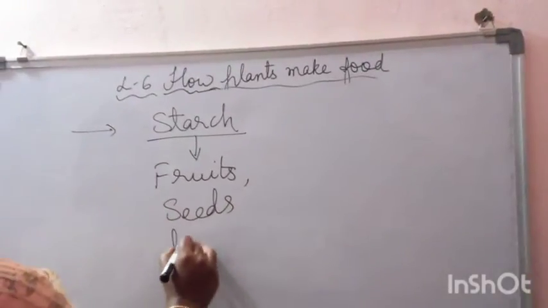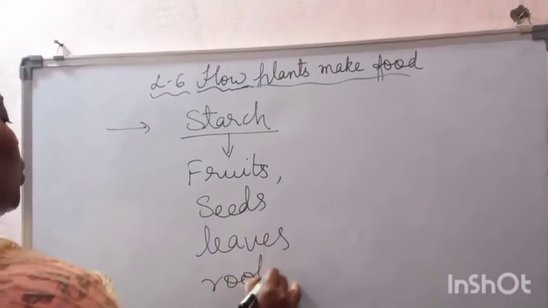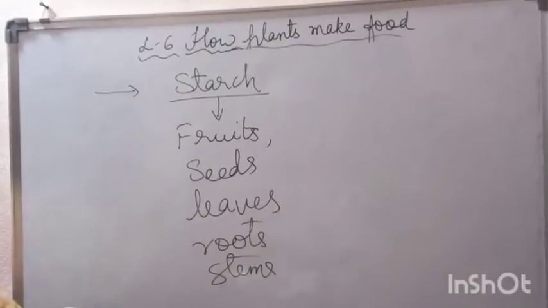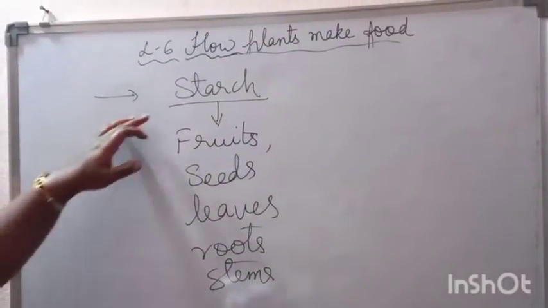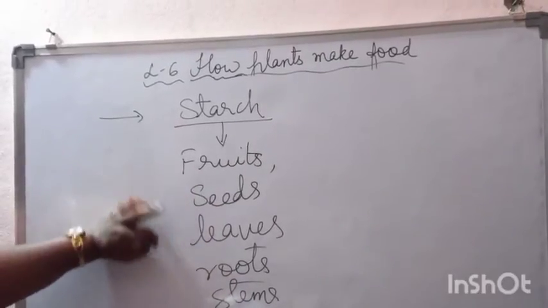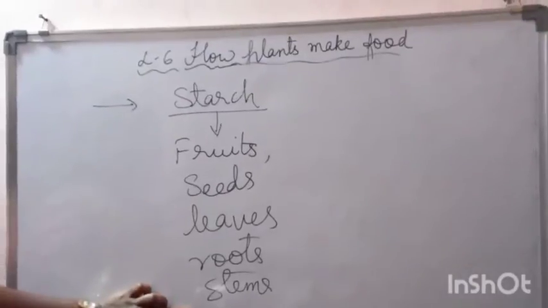Seeds. Leaves. Roots. Stems. So where is the starch stored, children? It is stored in the fruits, seeds, leaves, roots and stems.